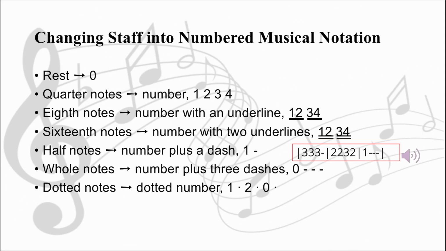And the last part, we are going to talk about changing staff notation into numbered musical notation. In this part, we just change the rest into 0. 0 means silence. Rest means silence. So 0 means nothing, that is silence.